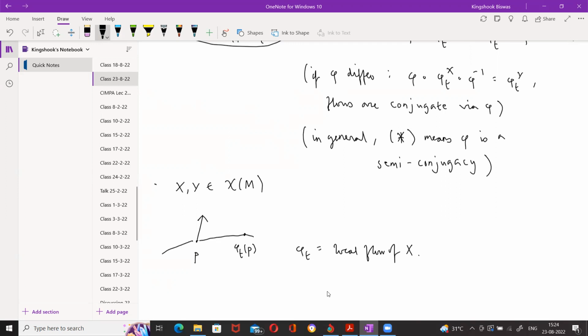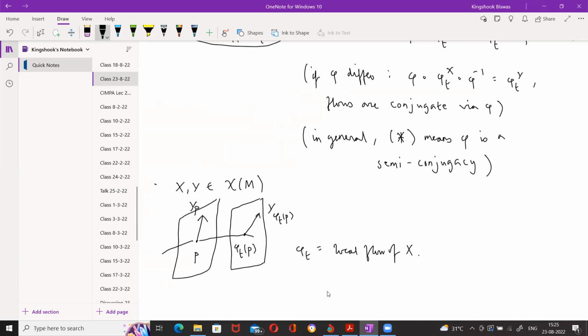So this is y at P, and this is y at phi t of P. Now I want to differentiate. Naively, what I would try is to take this vector minus this vector, divided by t, and let t tend to 0. What is the problem with that? They live in different tangent spaces. Exactly. This lives in the tangent space at P, and this lives in the tangent space at phi t of P. How can I subtract them? I can't take their difference.